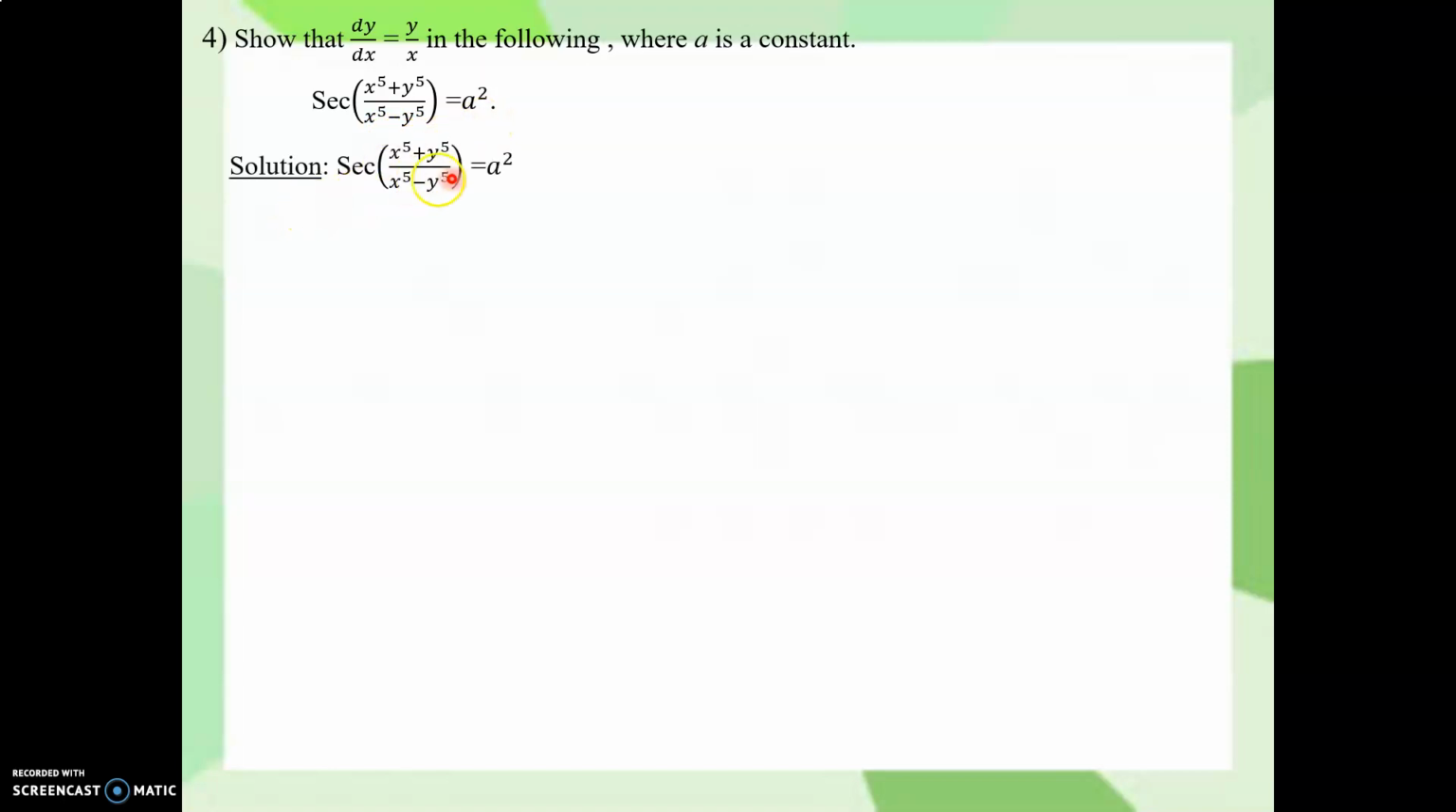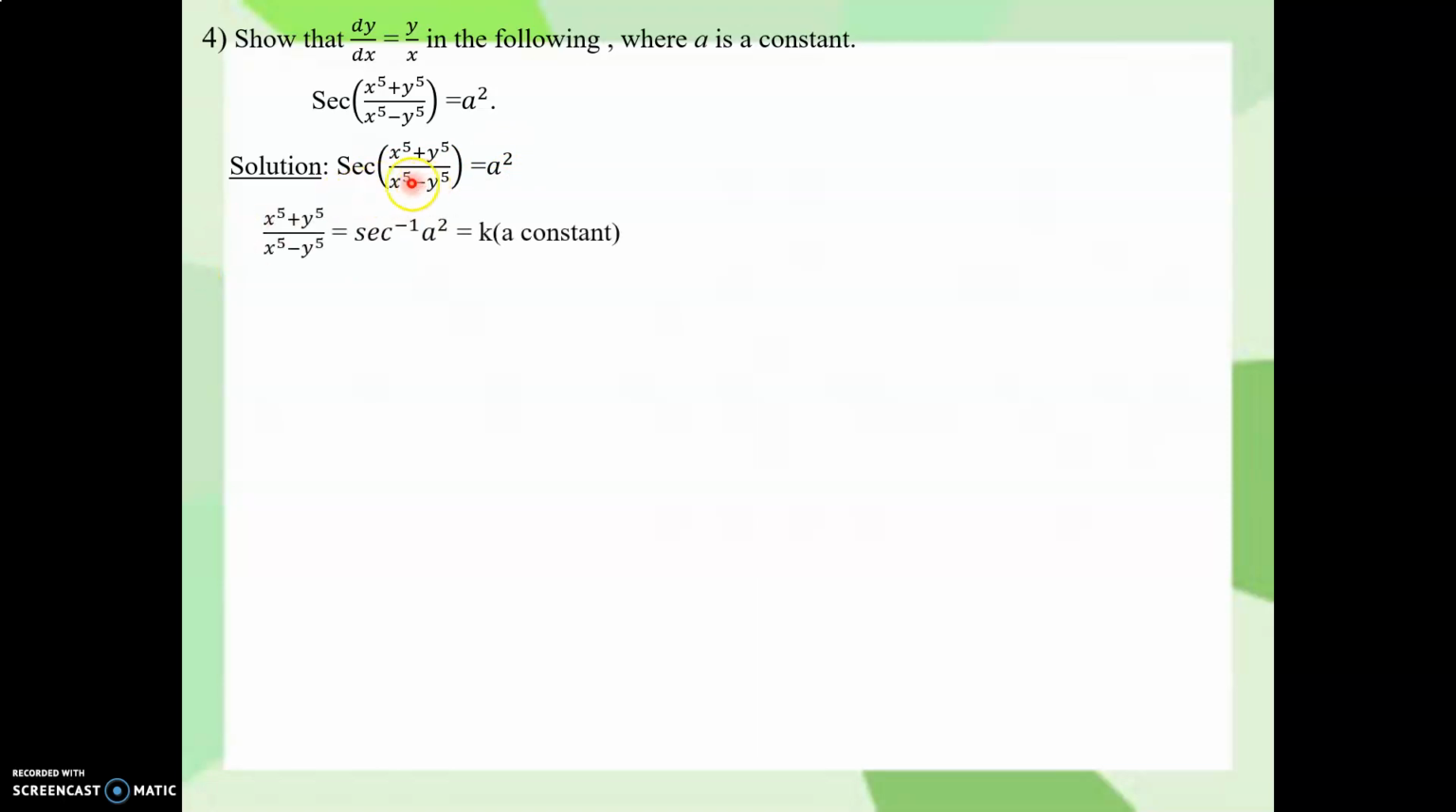So the solution, we will start with the question. In this type of question, trigonometric functions and inverse functions may also be given. So you have to take that term to the right hand side. Since this function is equal to a square or some constant is given, that time you will solve like this.